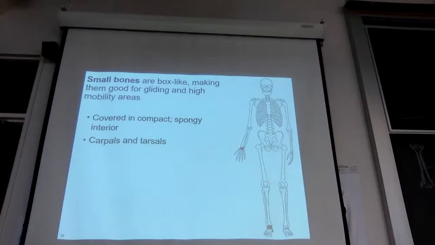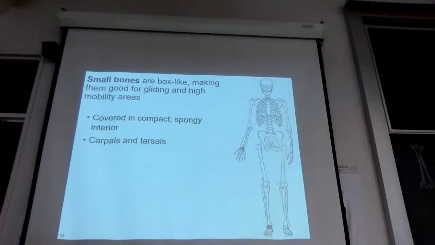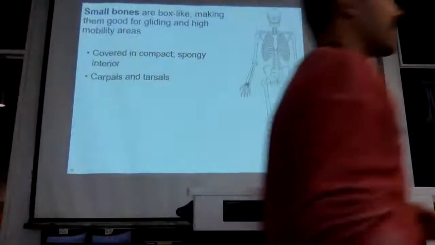Yellow. So you have a lot of yellow marrow in long bones. You don't really have that here. I mean, there will be fat in there, but it's not the same thing. By being small, that means it's easier to move across. It allows for gliding motions, high mobility. So you find this at wrists and ankles, carpals and tarsals. Yes?